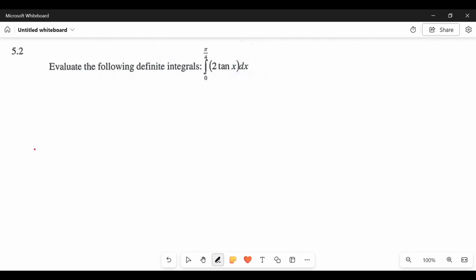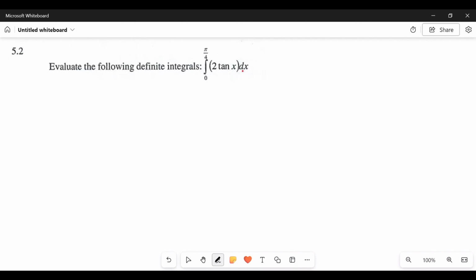Right, let's look at 5.2. They want us to evaluate the following definite integrals. Remember, the first question was indefinite integrals. Now this is a definite integral because we have the limits, the upper limit and the lower limit. So they want us to find the definite integral of 2 tan x. We're also integrating with respect to x.